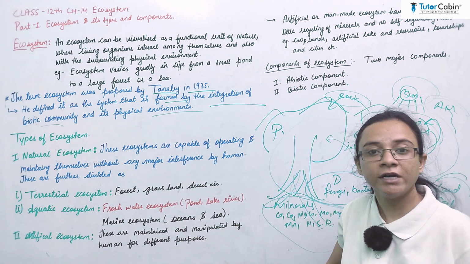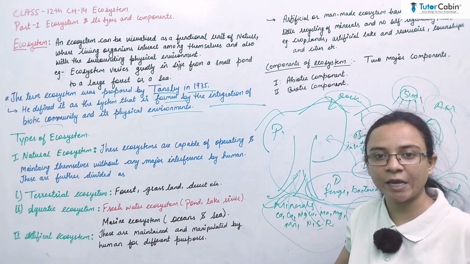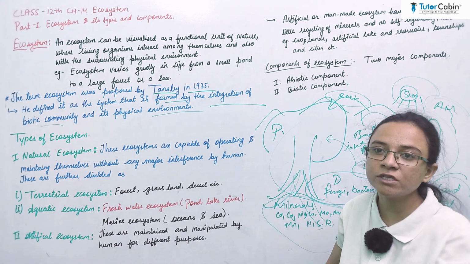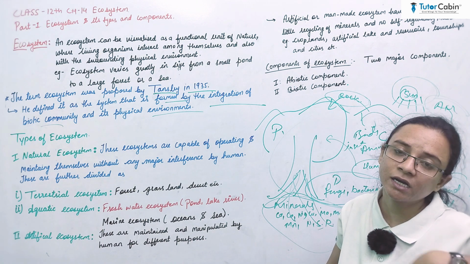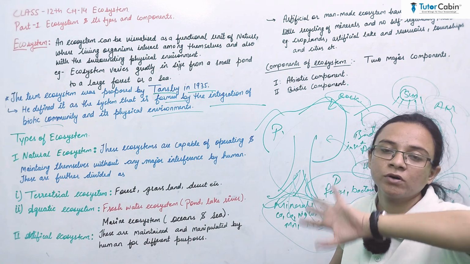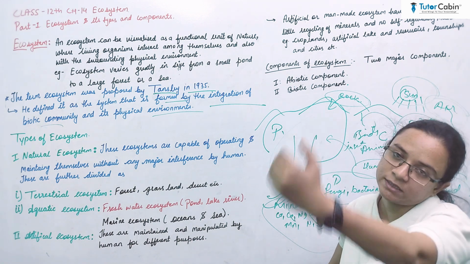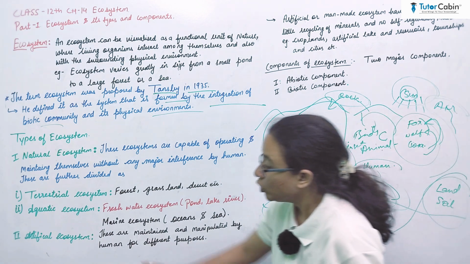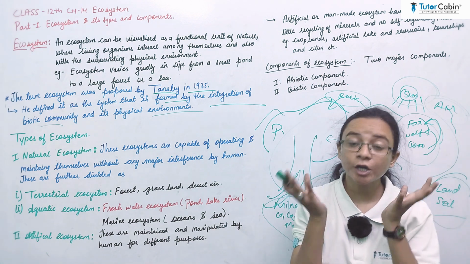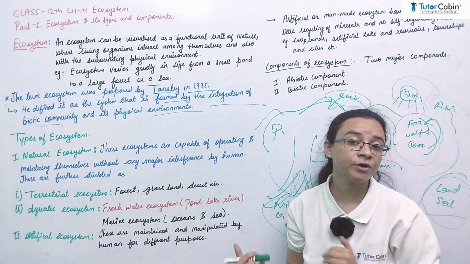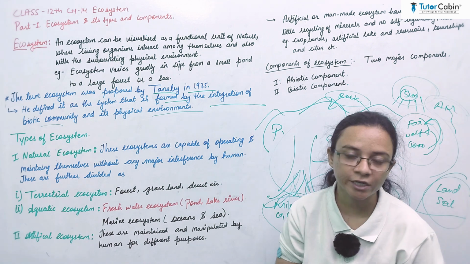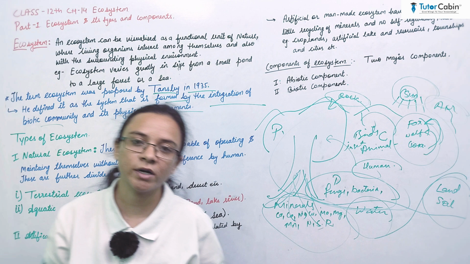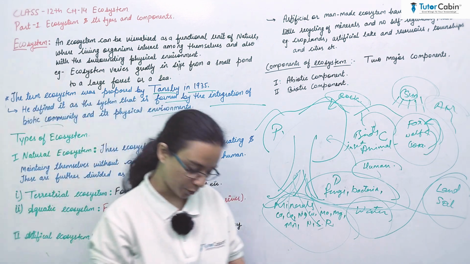Natural is also divided into two types: terrestrial and aquatic ecosystems. Those ecosystems present on the land are terrestrial, and those present in the water are aquatic ecosystems. Those made by human beings for their different purposes are called artificial ecosystems. And the two main components of an ecosystem are called abiotic and biotic components.